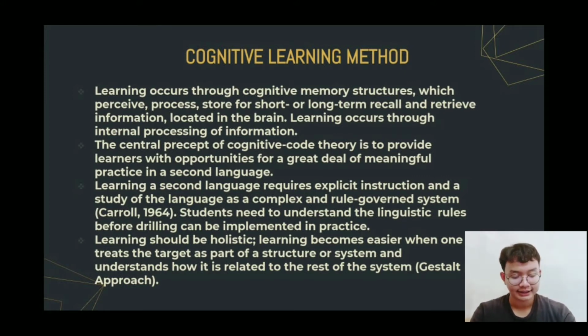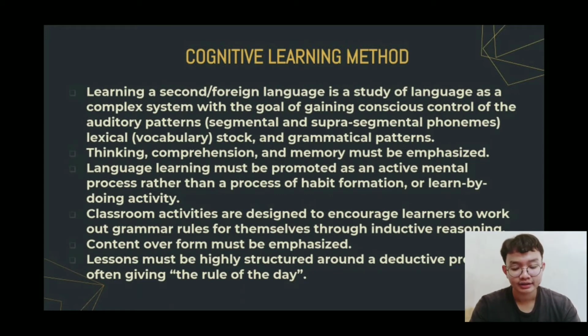Learning should be holistic. Learning becomes easier when one treats the target as part of a structure or system and understands how it relates to the rest of the system. And then, learning a foreign language is a study of language as a complex system with the goal of gaining conscious control of the auditory pattern, segmental and suprasegmental phonemes, lexical vocabulary stock, and grammatical pattern. And also, thinking, comprehension, and memory must be emphasized in this method.